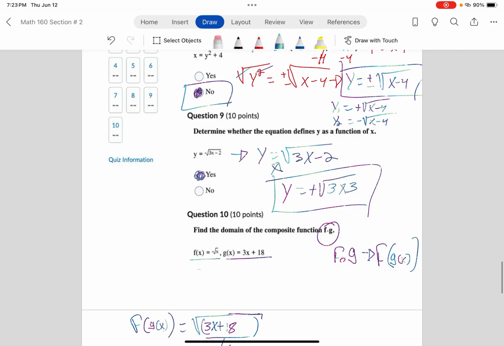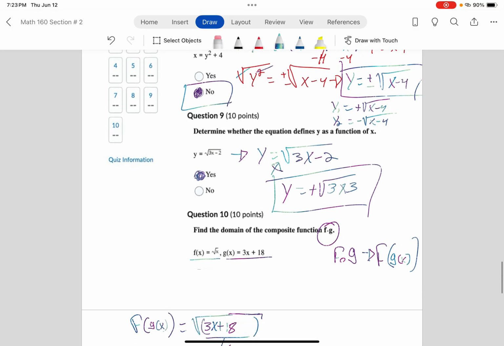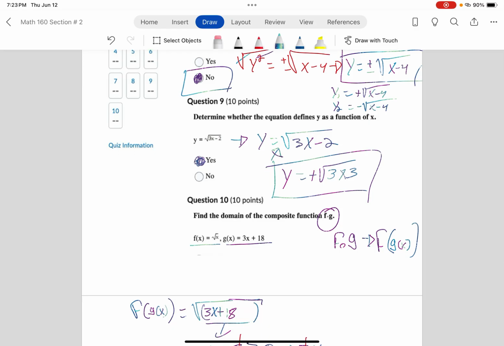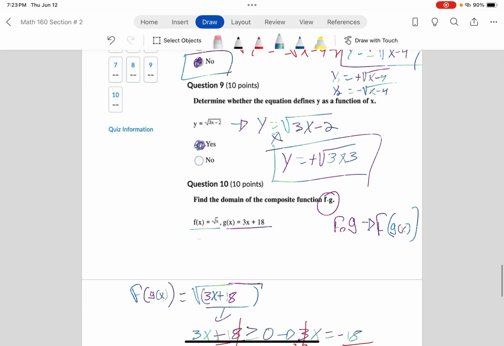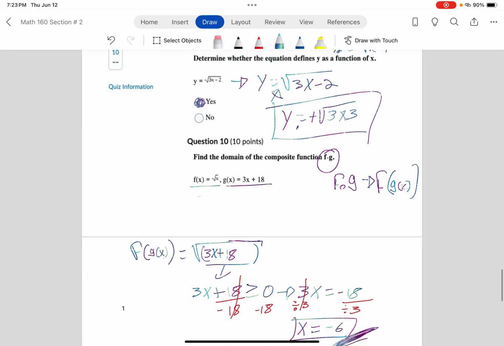Then determine whether the equation defines y as a function of x. Same kind of equation, but here the y is solved and there is only one answer, because they are not giving you a positive and a negative answer. So if you have only one answer, this will be a function. This is a function because there is only a positive sign in front of the square root.